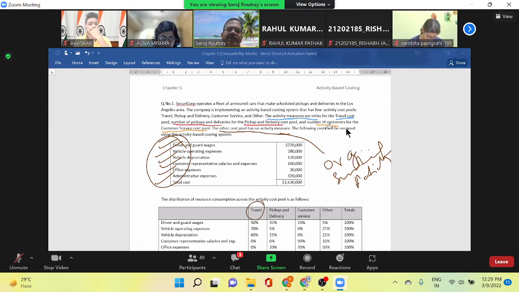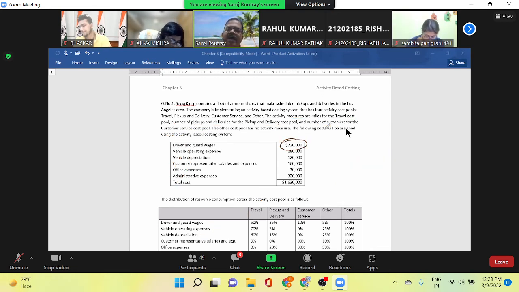Traveling is an activity where I have to spend salary to driver. Fuel consumption is there, depreciation of machine. And then we observed that of the 7,20,000 drivers' wages which we have paid, the driver is actually spending his time for 3 things. One is during travel and pickup and delivery. And little time is also spent for interacting with the customer.